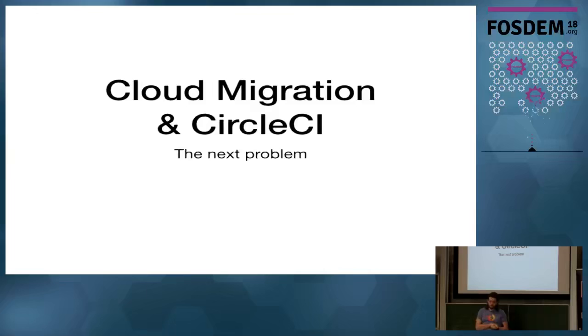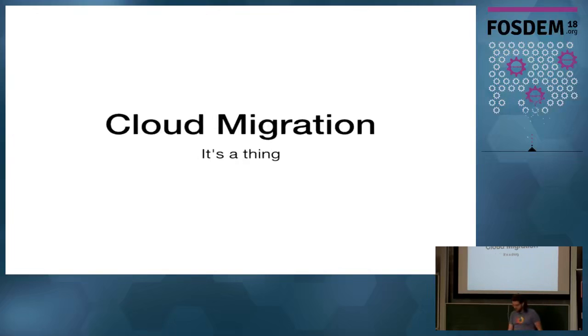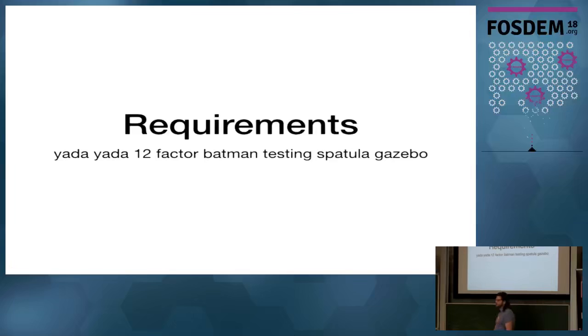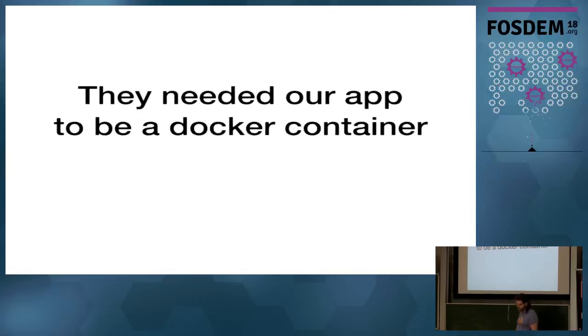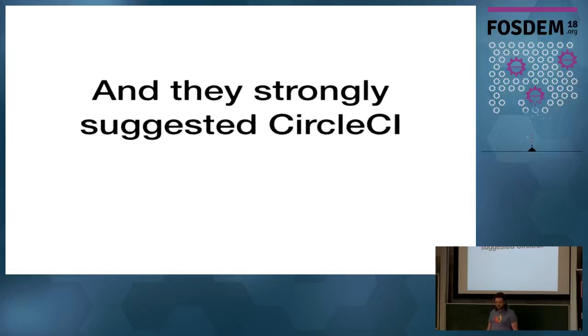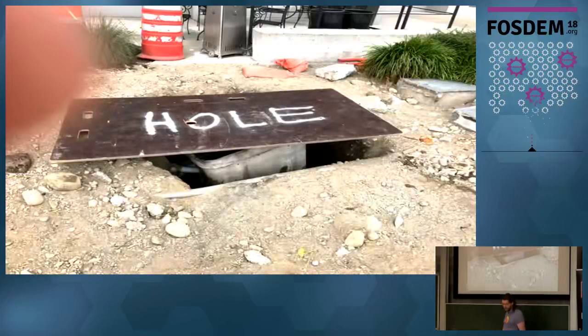Our current production is CentOS 6 on machines in the data center, and that's got to change pretty soon. So there are people working on that. And they had some requirements, 12-factor, yada, yada, Batman. But they needed our app to be a Docker container, and they strongly hinted that it should be CircleCI for running our tests and for building a Docker image. So I stared at this task, and I thought, well, this is a good chance to clean up some stuff.